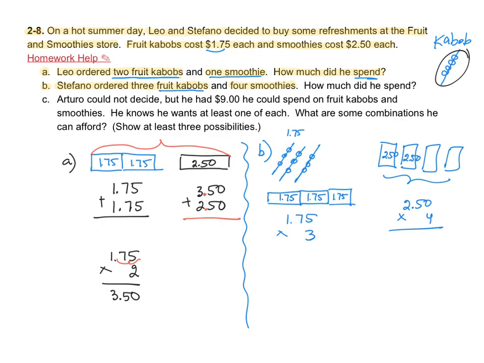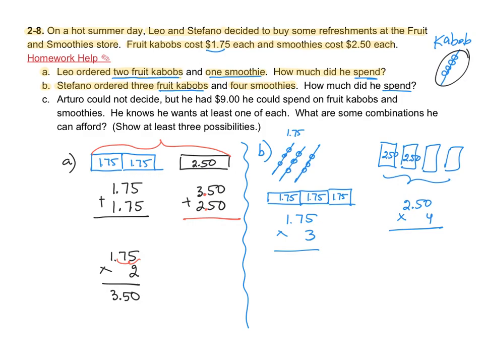And now, because he is ordering both, you would want to add that as a total. So go ahead and do that on your own. Show your work. But your answer for B should be $15.25, and that is for Stefano. Now, completely try C on your own. I'm just gonna read it out loud and possibly give you a suggestion.